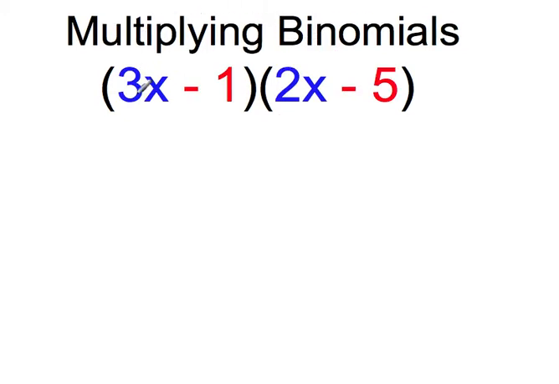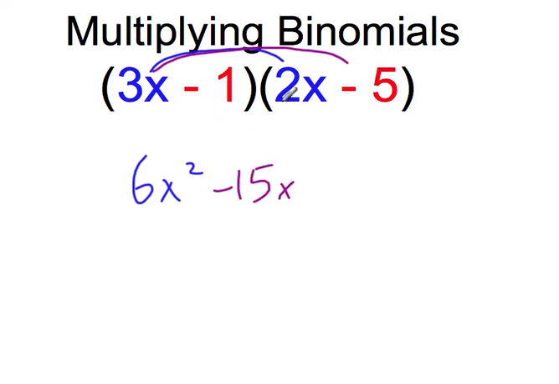Here we're going to multiply the binomial 3x minus 1 by the binomial 2x minus 5. Again, first step is to distribute this 3x to this 2x. That gives us 6x squared. We're going to start making the purple terms now. 3x times negative 5 is negative 15x. Negative 1 times 2x is negative 2x. And negative 1 times negative 5 is positive 5.